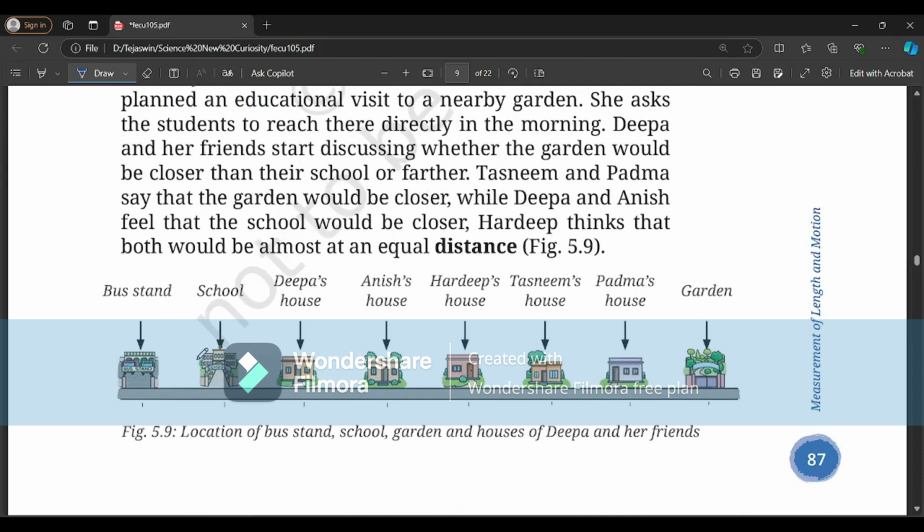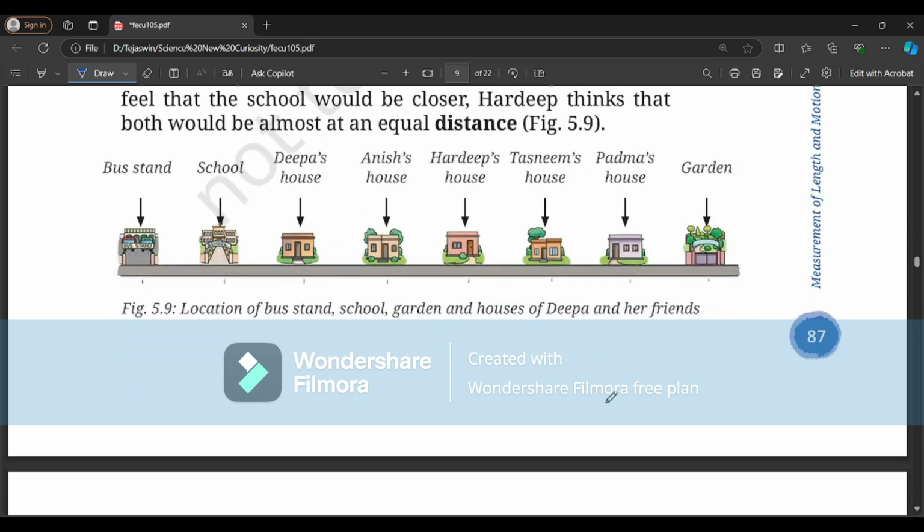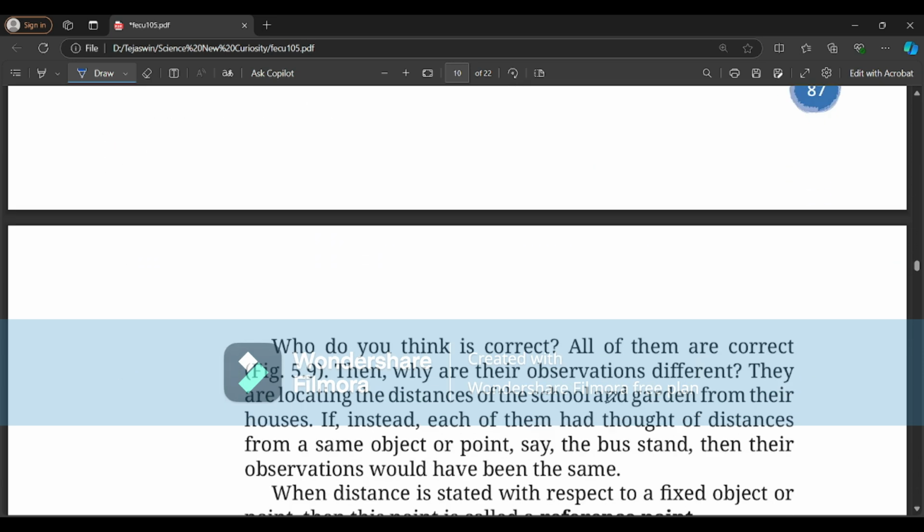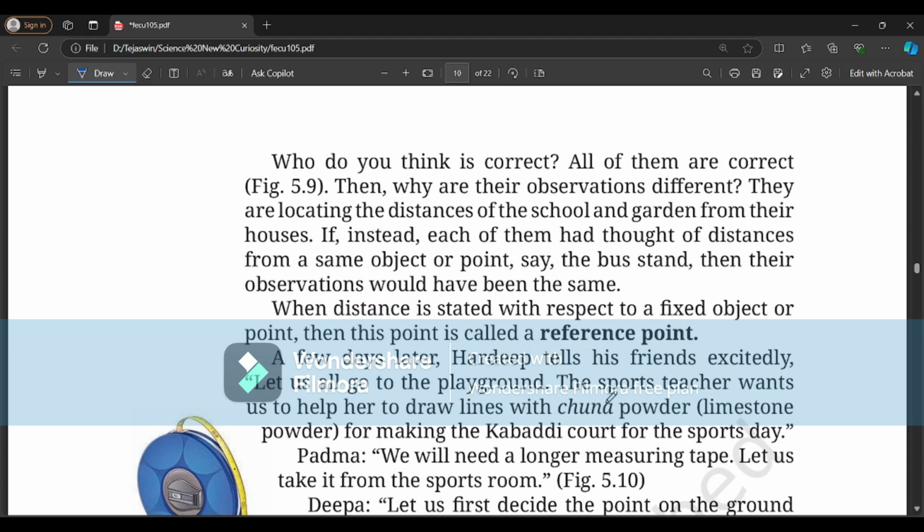For example, if we take the school as a reference point, then the bus stand is nearby to the school, whereas Padma's house is farther than the bus stand. Similarly, Hardeep's house is farther than Deepa's house from the school. But if we take the garden, Padma's house is near to the garden, whereas Deepa's house is farther from the garden. So we see that the location of places differs with respect to a reference point.